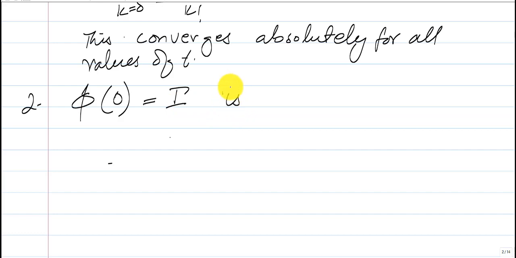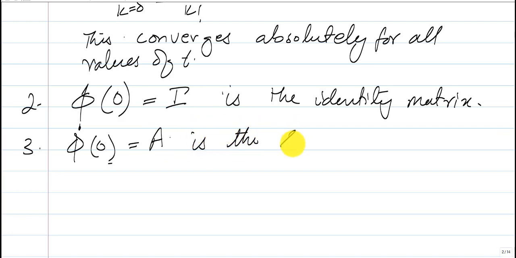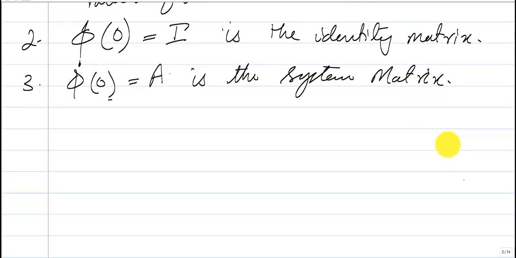Similarly, the third property: if we find the first derivative and evaluate it at t equals 0, we will obtain the system matrix. That also we have seen in the last lecture. And the fourth property is that the state transition matrix is non-singular.